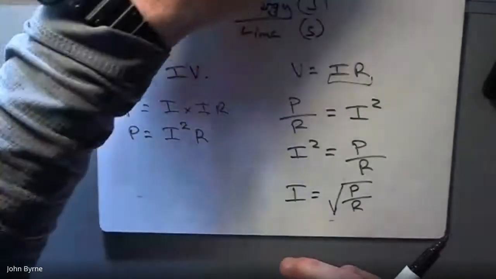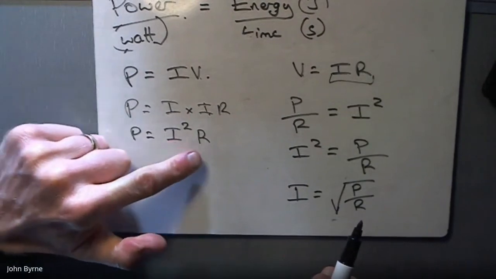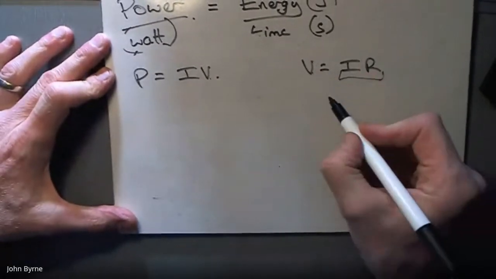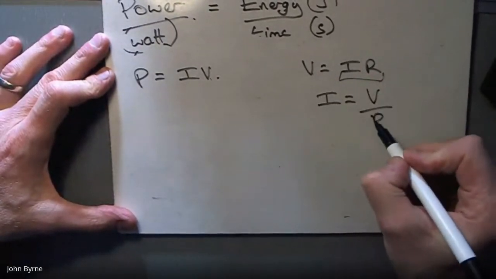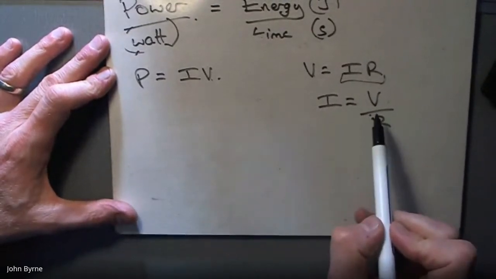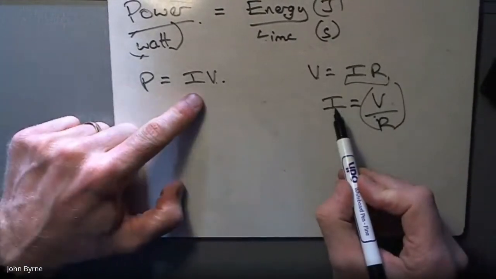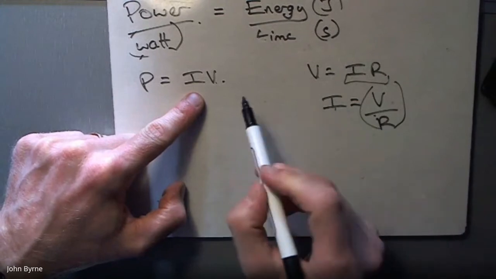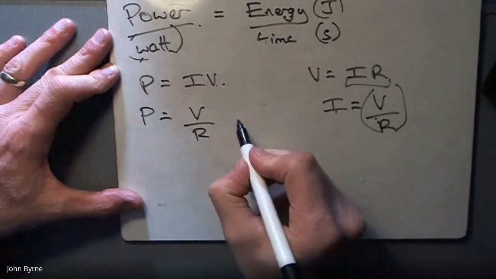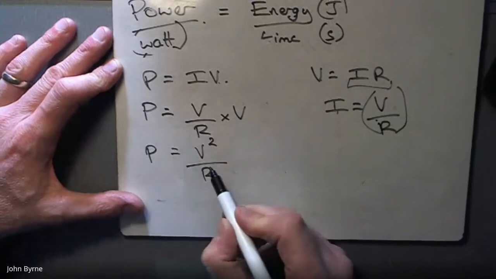Okay, just a variation on the original formula. Now it's not required in our specification, but I'm just going to rearrange this formula to make V the subject, because it's a very popular formula as well for power at this level. Imagine what would happen if we substituted for I. So we put V over R instead of where that I is. What would that become? V over R, and then times that original V. So what does that become? That becomes V squared over R. P equals V squared over R.